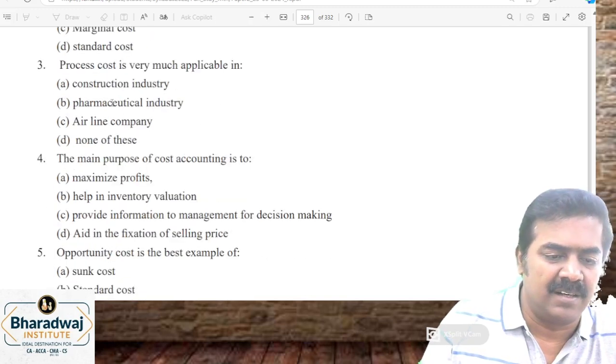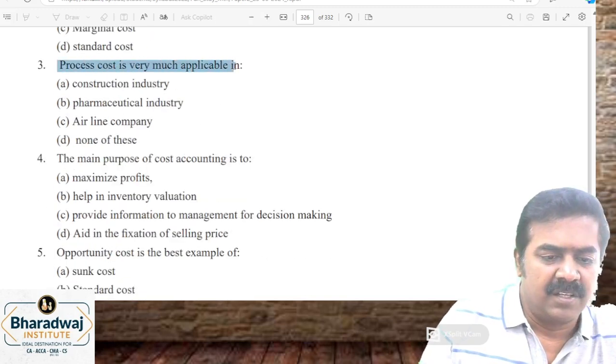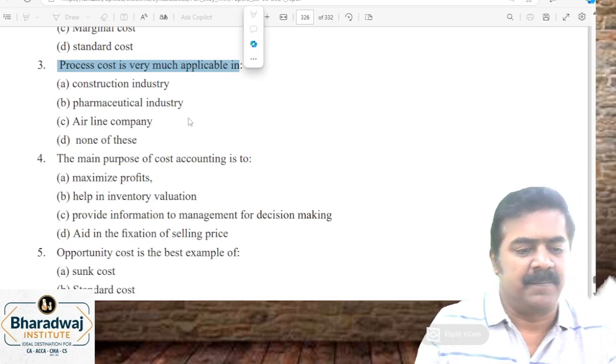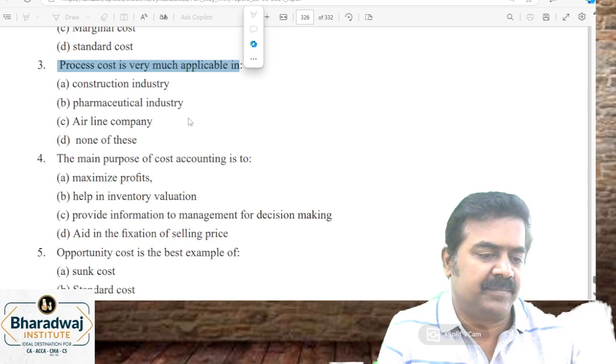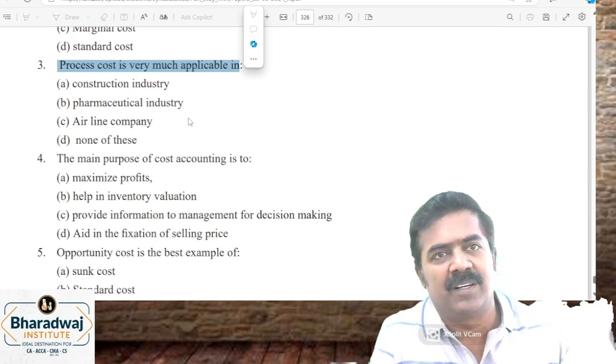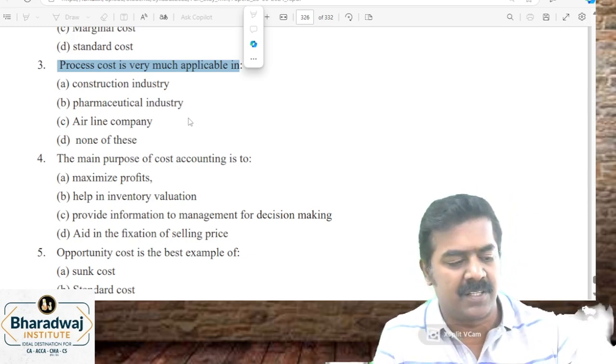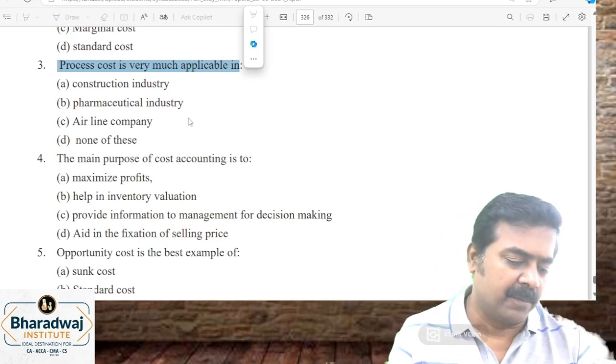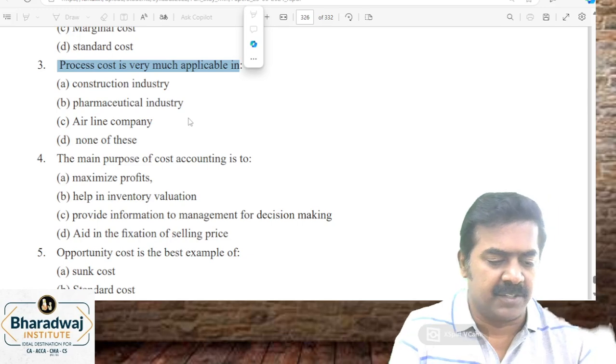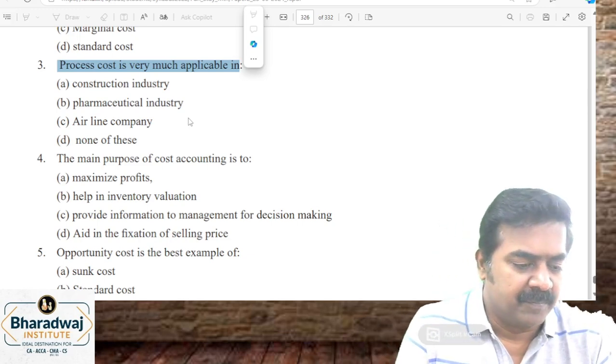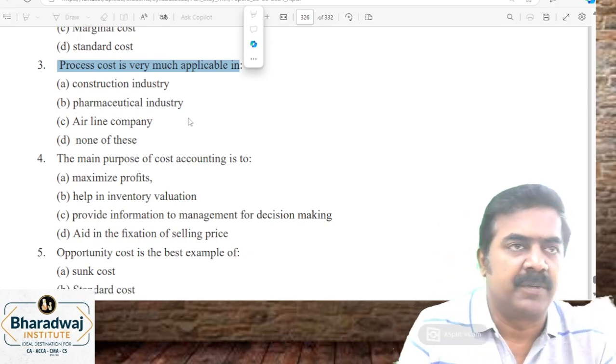Other costs are relevant. Process cost, which is applicable in which industry? Process costing, what do you mean by process costing? We had seen a product passes through multiple stages of production. A product passes through multiple stage of production.